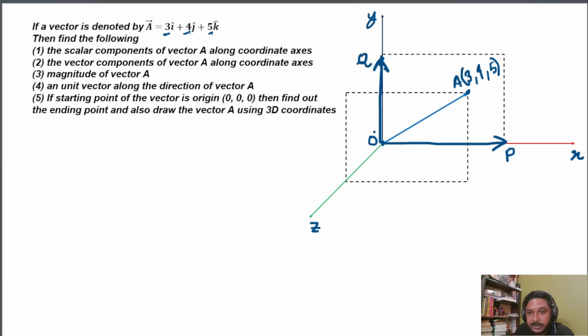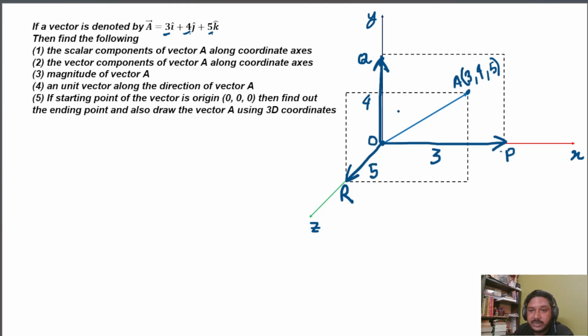Okay, and this will be OQ. And then there will be another vector component along the z-axis, and let us mark this point as R. So this is OR. First, we need to find the length. So O to P, the length will be equal to 3. O to Q, the length will be 4. And O to R, the length will be 5.